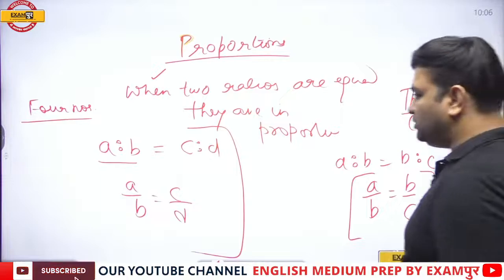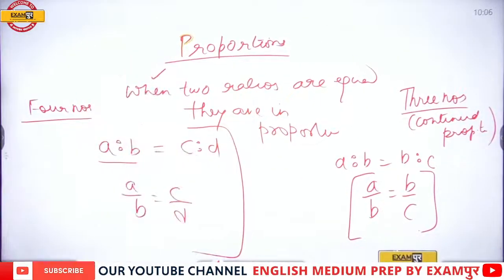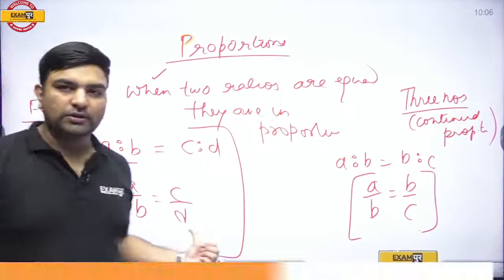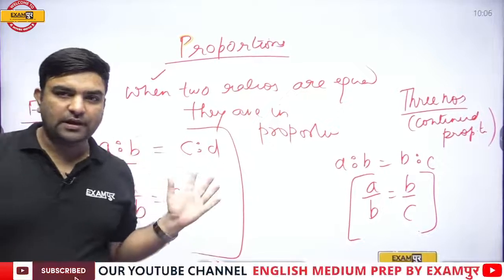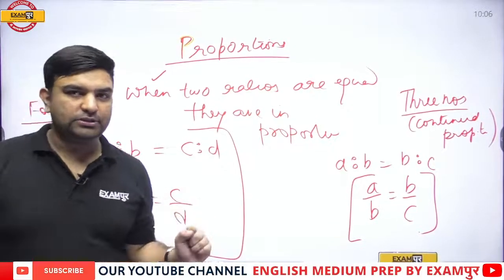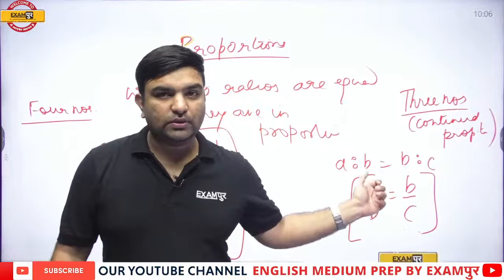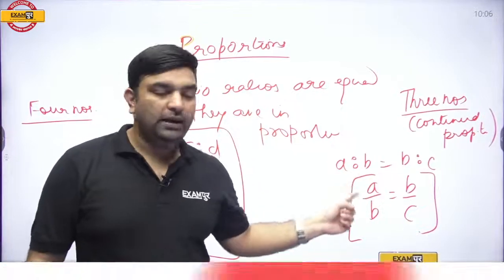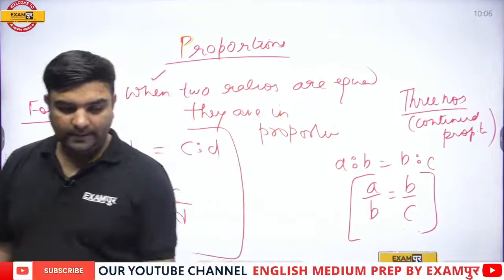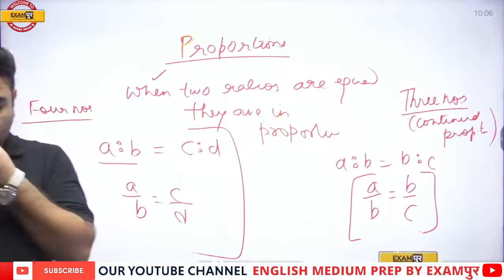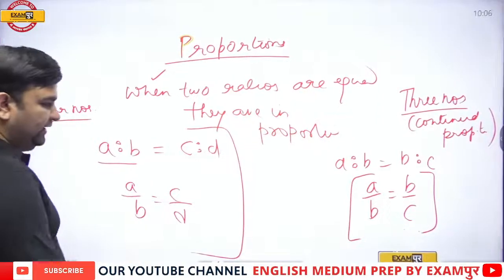I will take them individually as well. So in the first case, when four numbers are in proportion, A upon B is equal to C upon D. In the second case, when three numbers are in proportion, A upon B is equal to B upon C. Let's take them individually as well.